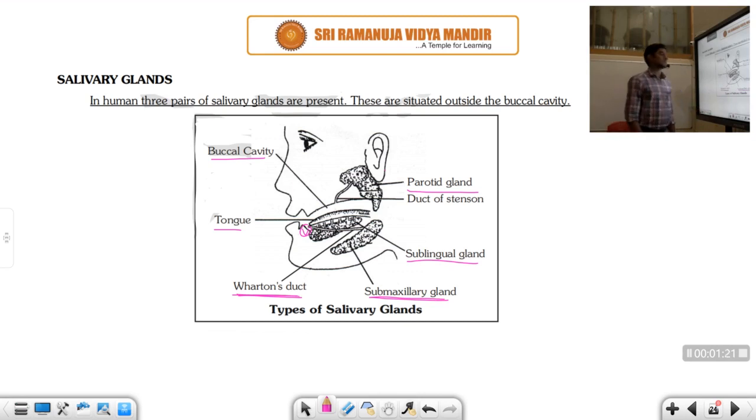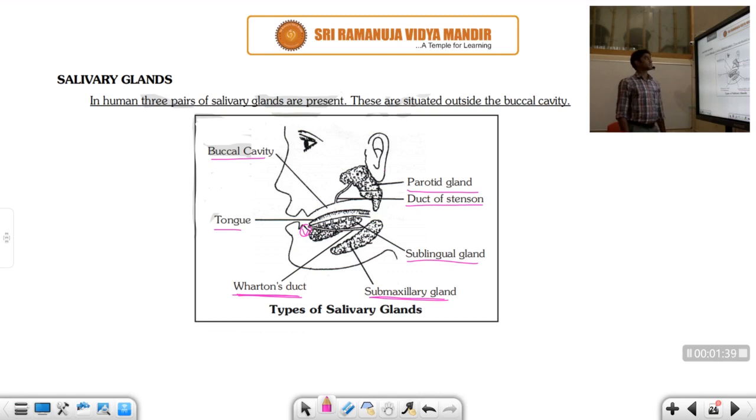Between the hard palate and the parotid gland, there is another duct called the duct of Stenson, right students? This is very important. Duct of Stenson belongs to the parotid gland. Wharton's duct is found in the submaxillary gland only.